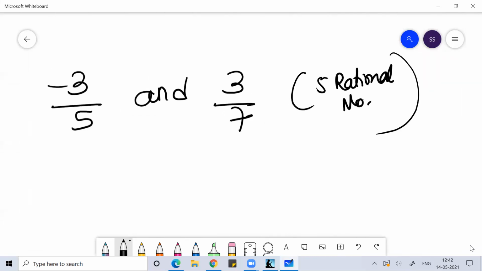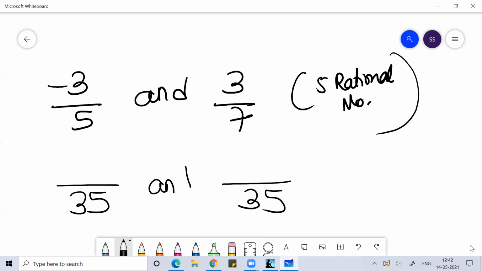So what I told you, Tanish, what is the first step you'll do? You have to find the LCM first. Please pay attention. What is the LCM of 7 and 5? 35. Write them with the same denominator. 35 divided by 5 is 7, 7 into minus 3 is minus 21. 35 divided by 7 is 5.